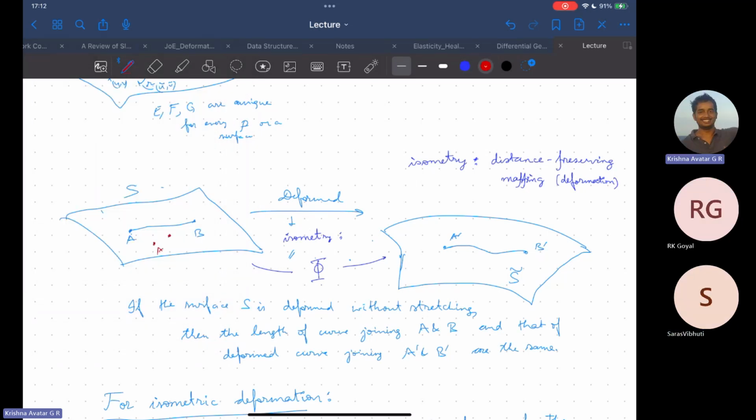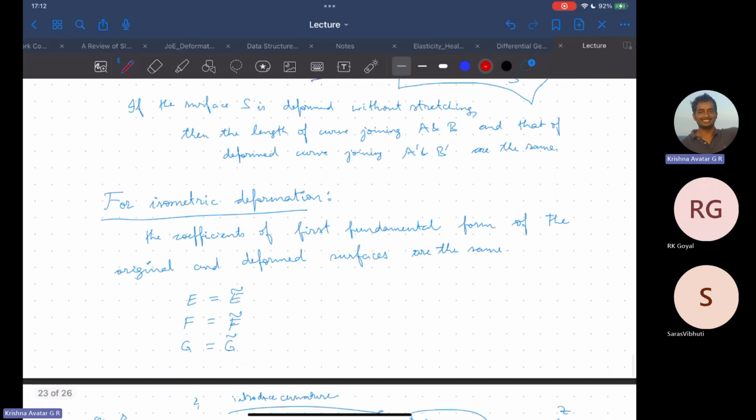This A prime B prime will also be equal, right? So A double prime B double prime, right? So it should hold between any two arbitrary points on the surface, right? Such mappings are called isometric.